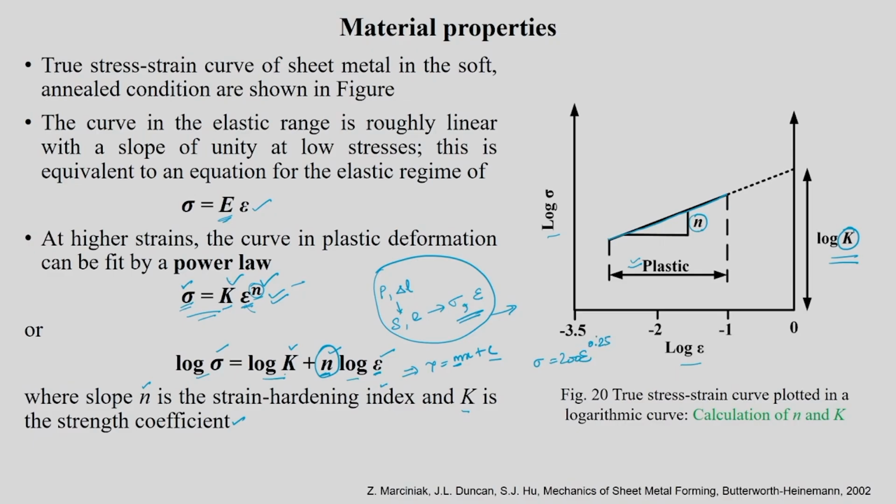Okay. We will see several such equations in the problems. You will get some flavor. Sigma is equal to 200 epsilon power 0.25, where epsilon is going to be changing. Accordingly, sigma is going to change. So, if you have accurately calculated this 200 and 0.25, or K and n, then your true stress strain data from the experiment and this equation is going to match. So, it is all about fitting the stress strain data that you get from experiments using this type of equation.